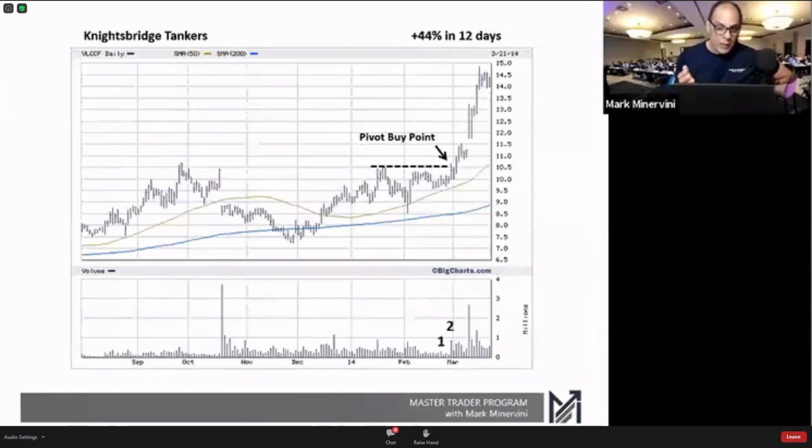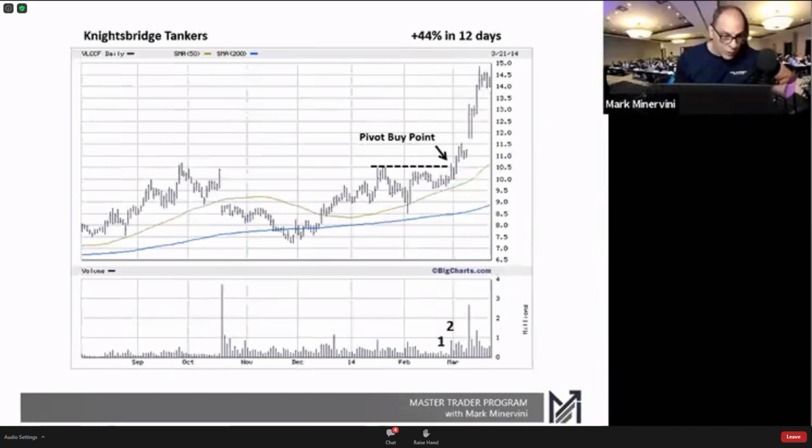Here's Nightbridge, which moved up 44% in just 12 days. And again, if you can get moves of 25, 30, 40% in just a week or two, just think about the compounding. And that's the key, is to get as quick of a gain as you can, as well as magnitude.